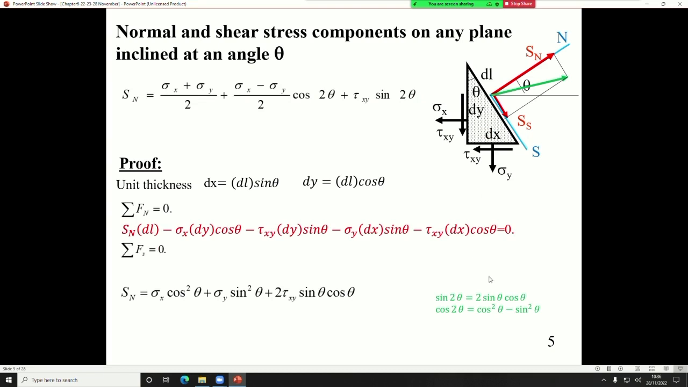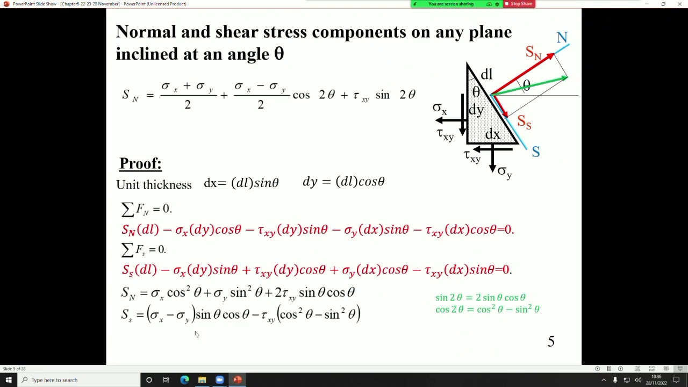I just repeat it for summation of the forces in the shear direction to be equal to zero. Again, Ss multiplied by dl multiplied by 1 gives me the force applied in the shear direction here. And then I just resolve the other forces, equate them to 0, and then find a relation between Ss and the stress components, sigma x, sigma y, tau xy. Using these trigonometric equations, I can find another equation.